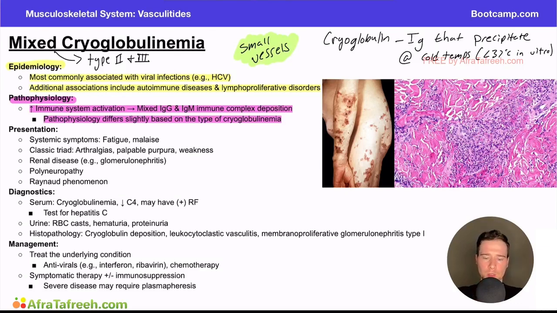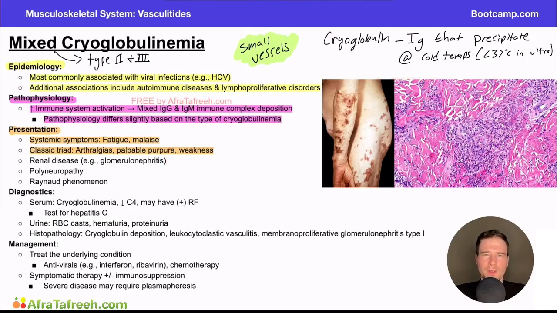Now, when we turn our attention to the presentation, there are going to be some systemic symptoms, right? This is a recurring theme with a lot of our vasculitis conditions. We can get some general, non-specific symptoms such as fatigue and malaise, but the classic triad is going to be the arthralgias, the palpable purpura, and the weakness. Again, a lot of these conditions have a classic triad. Some of them overlap, right? The arthralgias and the palpable purpura can also be seen in IgA vasculitis, but the weakness is more likely to be seen in mixed cryoglobulinemia.